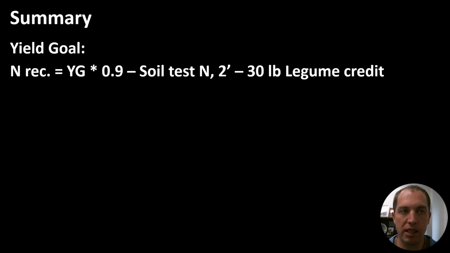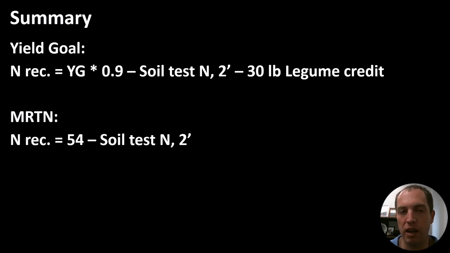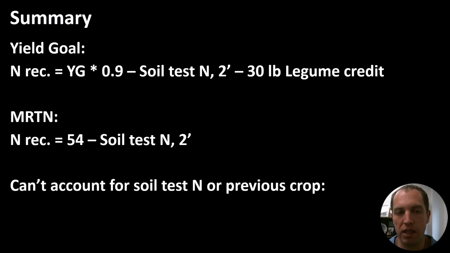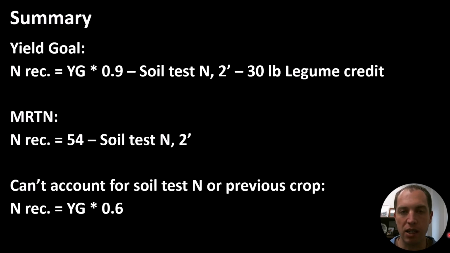So to summarize, this is our new yield goal-based system. It works really well: yield goal times 0.9 minus soil test N to 2 feet minus a 30-pound legume credit. Or we can use the MRTN system, where we're taking that 54 pounds of N on average and subtracting soil test N of the top 2 feet. Another recommendation, some people are telling me, can't account for previous crop, can't account for soil test N, we're just not sure, what should I do? I'm just not sure of those things. Our best estimate there would be taking that yield goal, multiplying it by 0.6, and that will get you as close as we can get without knowing the other information.